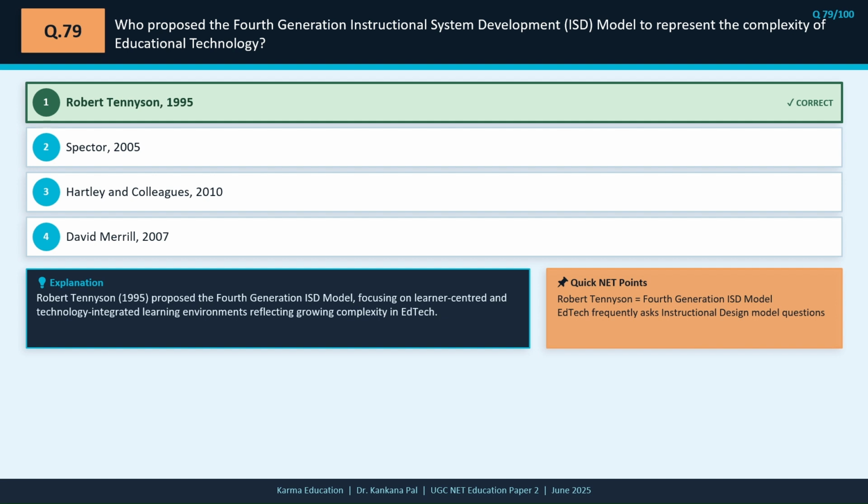Well, according to the official answer key, Robert Tennyson proposed the fourth generation ISD model. This model reflects the growing complexity of educational technology and focuses on learner-centered and technology-integrated learning environments. A quick net point. Robert Tennyson equals fourth generation ISD model. Educational technology frequently asks questions related to instructional design models. Now, let's move to question number 80.